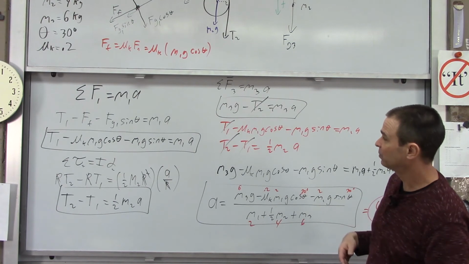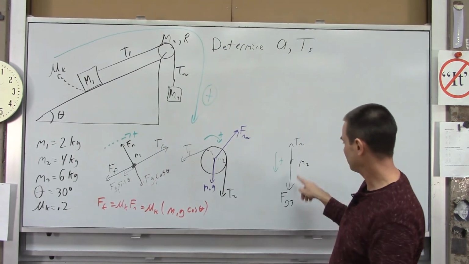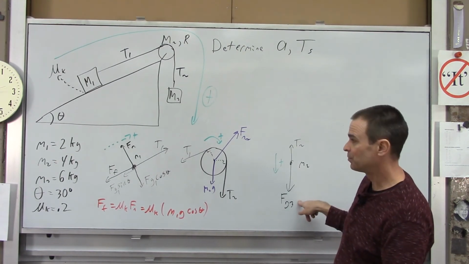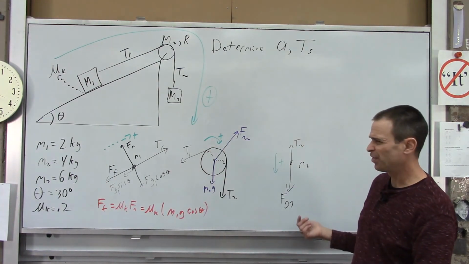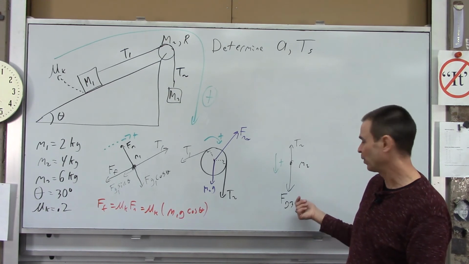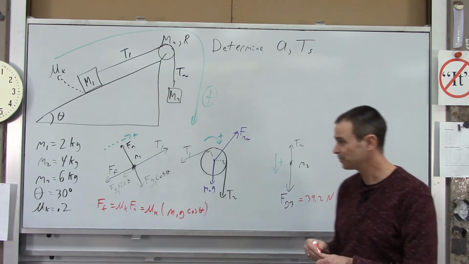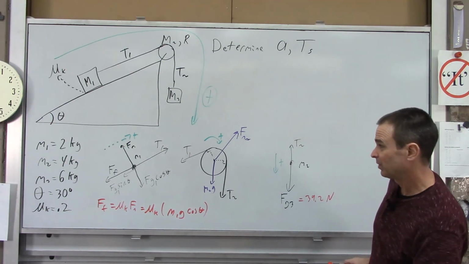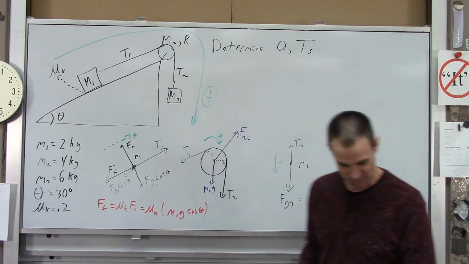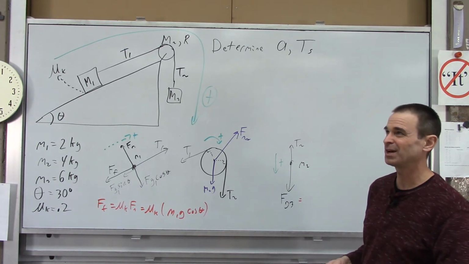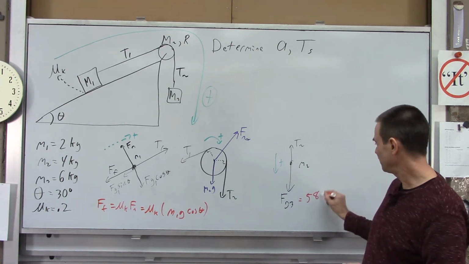Now, to go back and find your tensions, I do want to make a quick note. Okay. If I go back to M2, for instance, its weight, if I do M2G, it's 4 times 9.8, which is 39.2. So this number here is 39.2 newtons. Okay. Oh, I'm sorry, that's M3. Apologize. It's 6 times 9.8. Whoops. 6 times 9.8, oh gosh. Let's see, 6 times 60 minus 58.8. So this is 58.8 newtons.